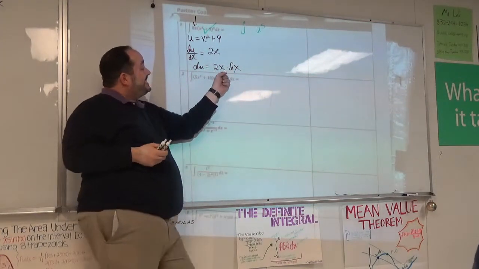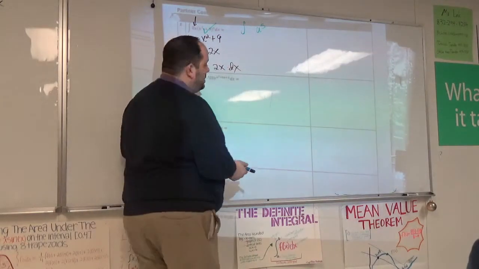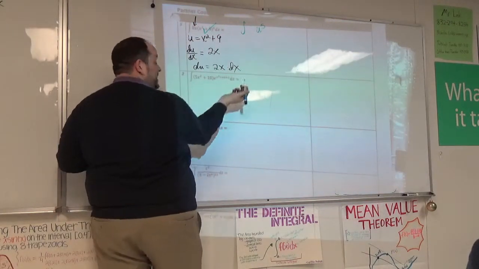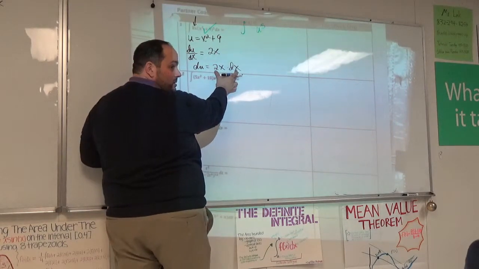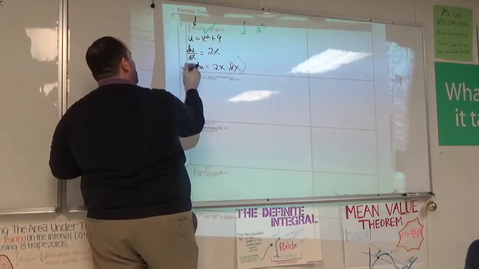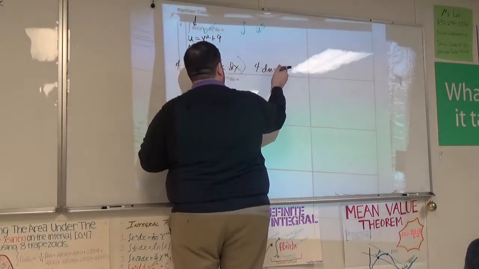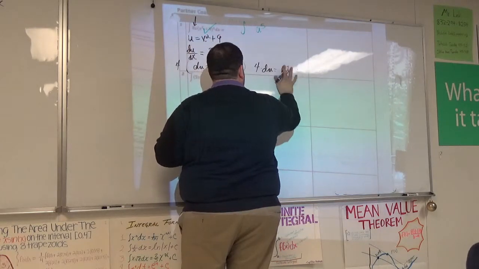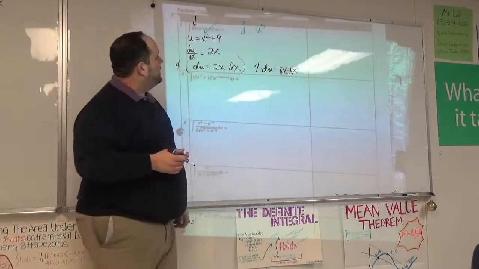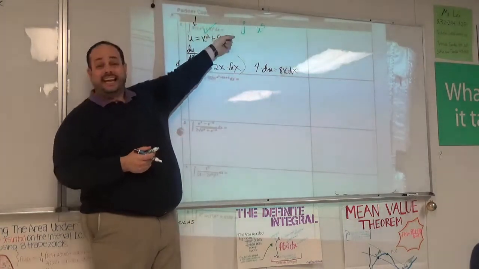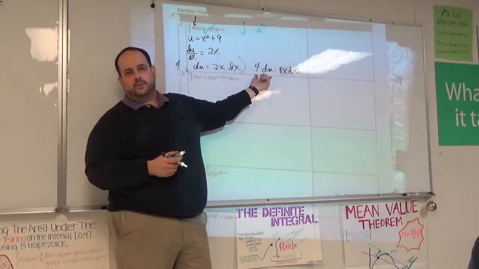Jessica, do you know a way to make this 8x dx? Is it legal to multiply this by 4? Yeah. Absolutely, as long as you also multiply on the left. So what we're going to say is now 4 du equals 8x dx. So in your integrand, if you have 8x dx, we're going to rewrite that as 4 times du.